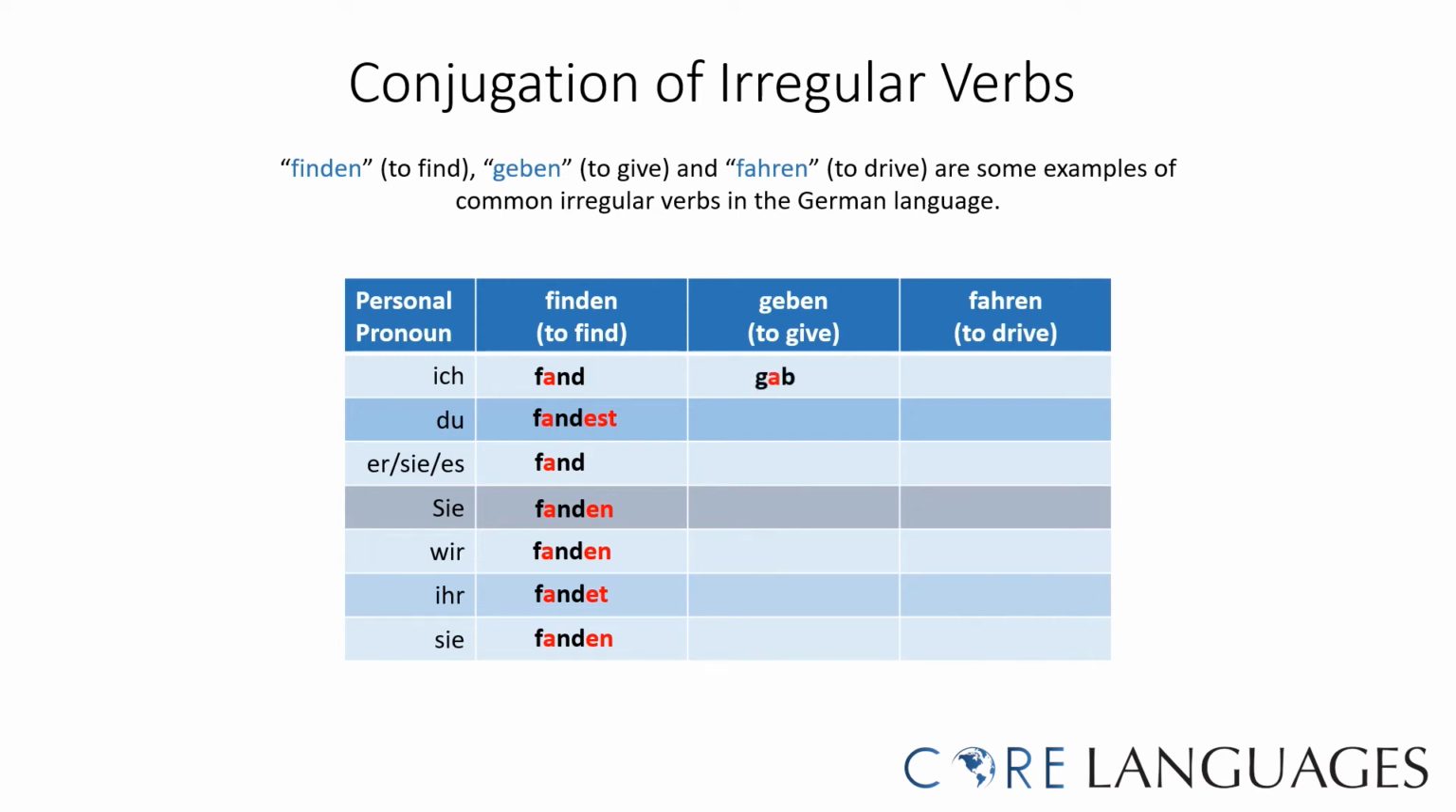Geben. Ich gab. No ending. Du gabst. Er, sie, es gab. No ending. Sie gaben. Wir gaben. Ihr gabt. Sie gaben. Fahren. Ich fuhr. No ending. Du fuhrst. Er, sie, es fuhr. No ending. Sie fuhren. Wir fuhren. Ihr fuhrt. Sie fuhren.